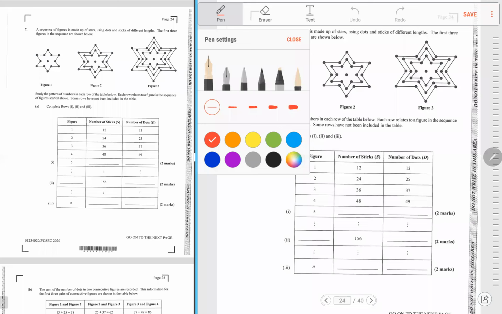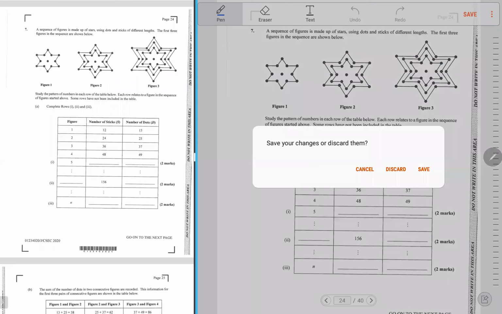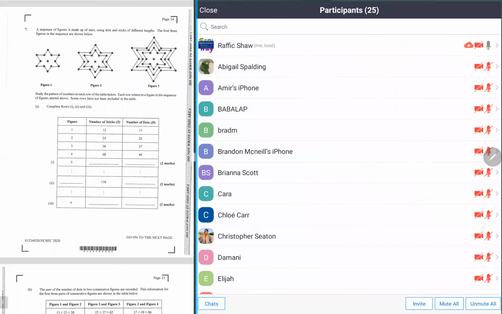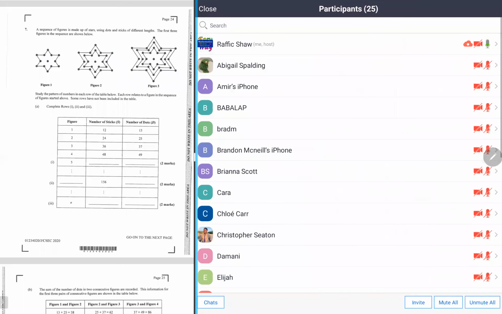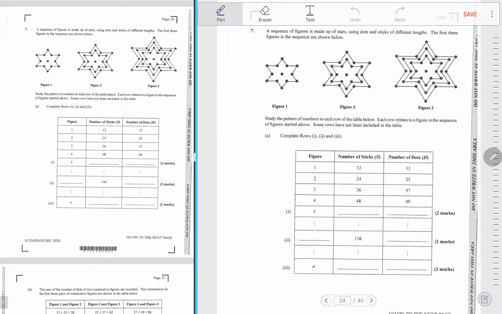What did I do wrong? I don't know, the thing just stopped working. Hold on a second, guys. Oh boy. Let's come out and go back in and see. Just give me a second. It's stuck on me and I don't know why it's stuck.